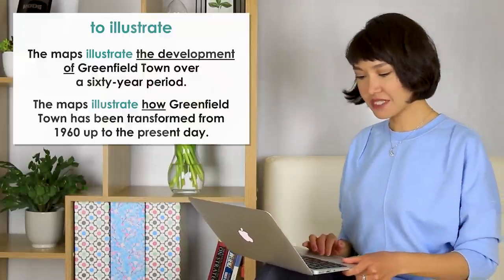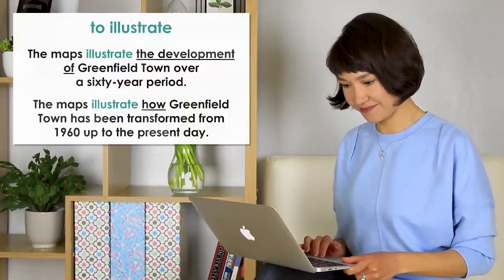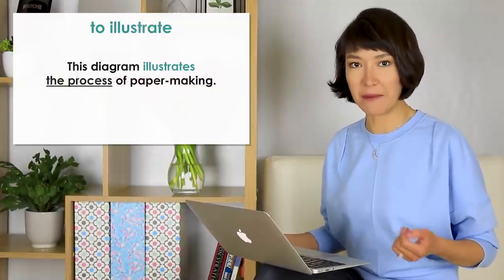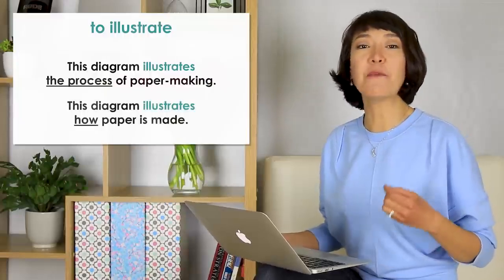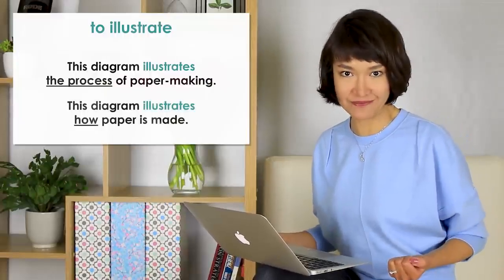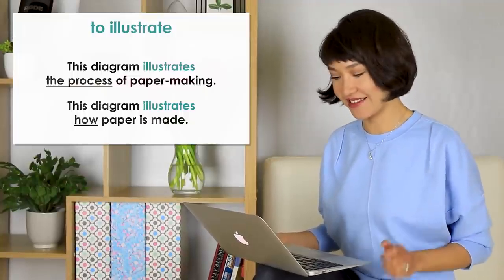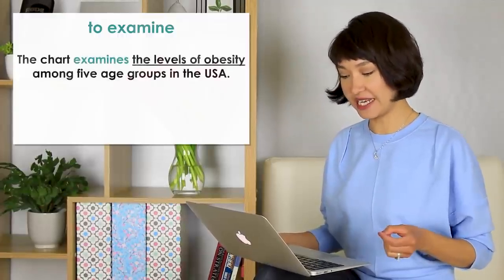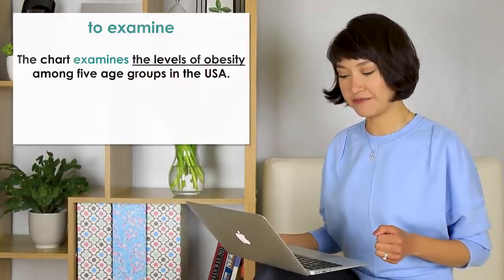Okay, here is another example of how to make two different sentences. This diagram illustrates the process of paper making, or this diagram illustrates how paper is made. You see, sentence structures are different. The next verb is to examine. The chart examines the levels of obesity among 5 age groups in the USA.